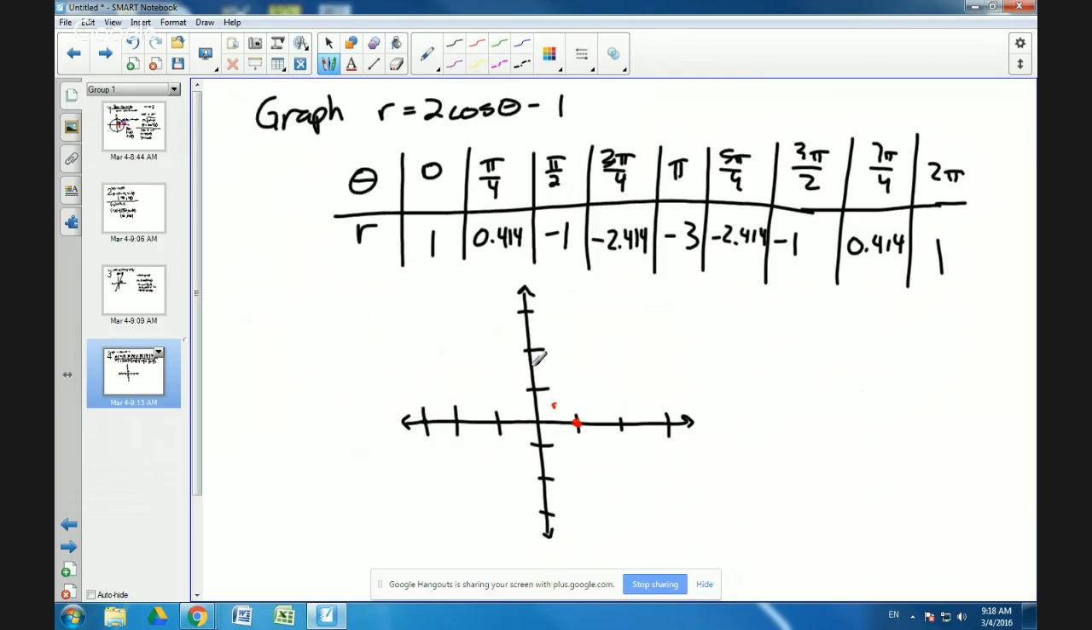Pi over 2, right? What do you think negative 1 means? This would be positive 1. This would be negative 1. So it goes the opposite direction. So pi over 2, 1 would be here, correct? Negative 1 goes opposite. It's the negative radius. 3 pi over 4 is here, but we're at negative 2.414. And then pi is here, but it's negative 3.